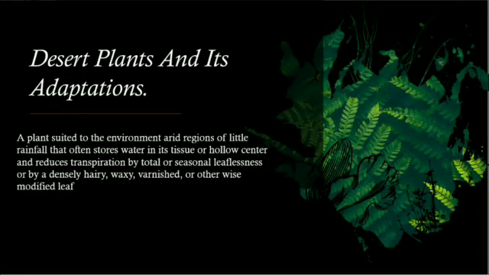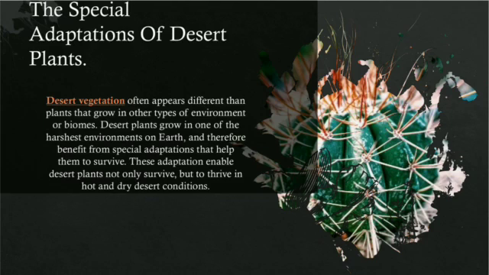A desert plant is one suited to arid regions of little rainfall. It often stores water in its tissue or hollow center and reduces transpiration by total or seasonal leaflessness, or by densely hairy, waxy, varnished, or otherwise modified leaves. The special adaptations of desert plants.